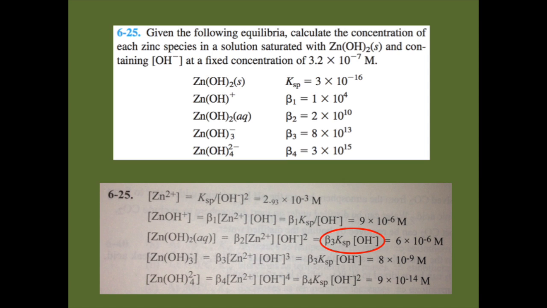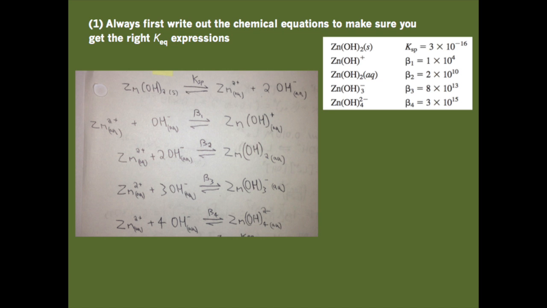Okay, so to start out the problem, always first write out all the chemical equations. These are what's going to give you what you'll use for the equilibrium expressions. So for each of these species here, we want to write out the equilibrium. The KSP is easy. That would just be the solid dissolving into the constituent ions. For the betas shown here, remember that beta always means complex ion creation. So in this case, it's just the ones with hydroxide, but it could be any complex ion, say with a bromide or any other ligand like that.